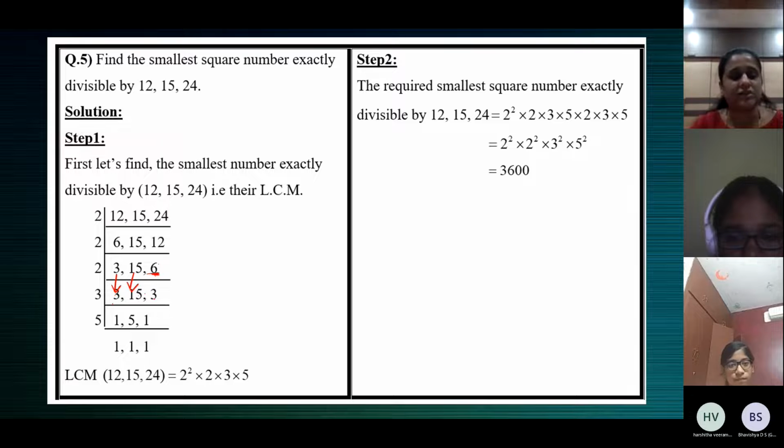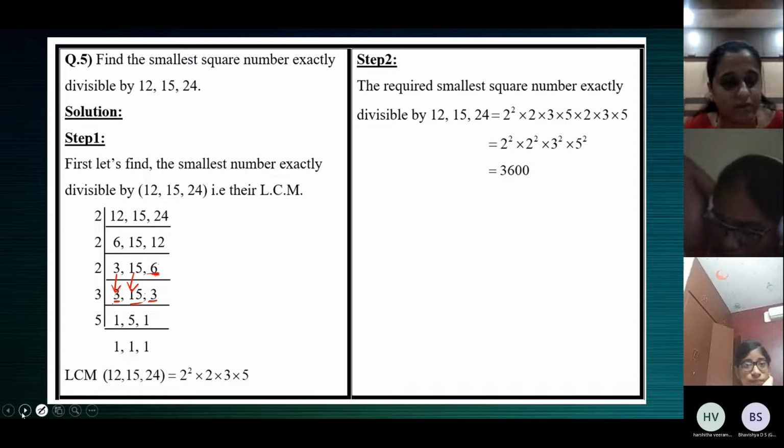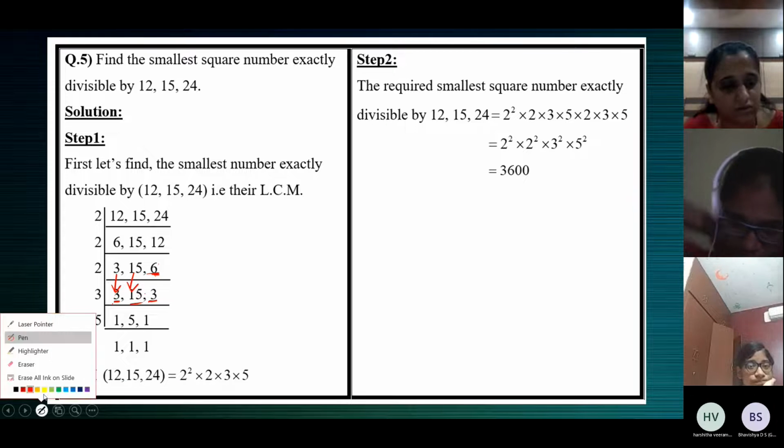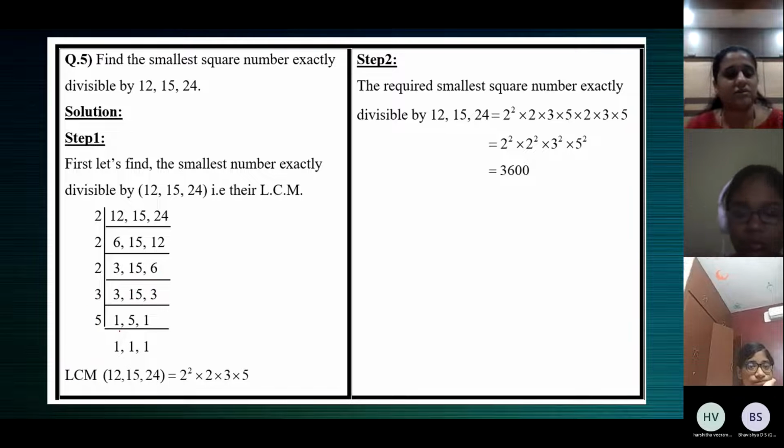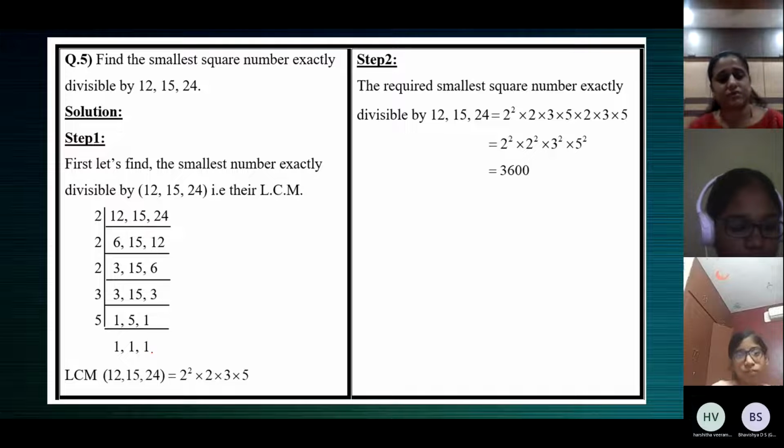Now 3, 15, and 3. None of them is divisible by 2. Now you cannot write 2. 3, 15, 3. None of them is divisible by 2. Then you cannot write 2. 3 ones are 3, 5 ones are 5, 1, 1, 1.